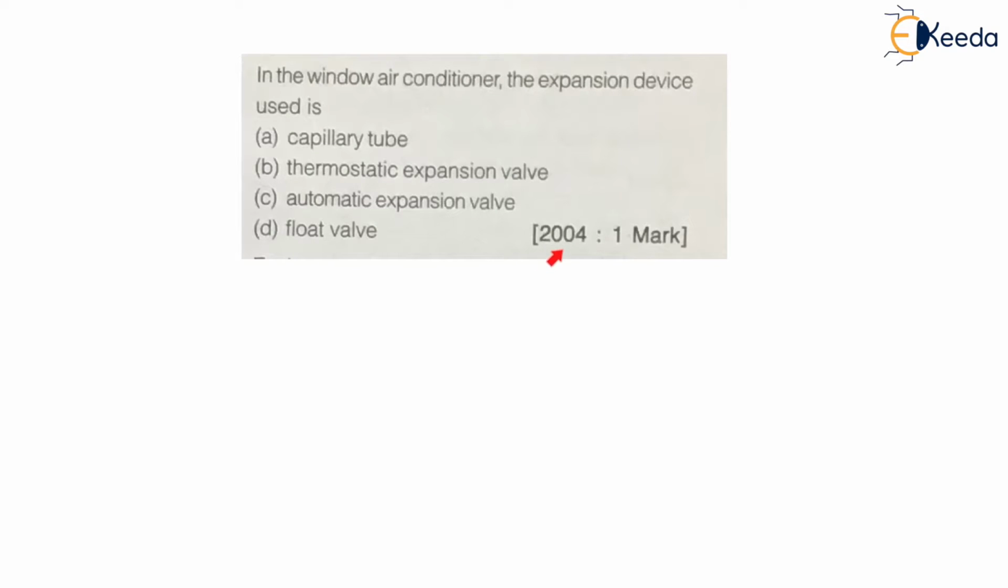The next question was asked in GATE 2004 for 1 mark. The question is, in a window air conditioning, the expansion device used is. Now my dear students, in window air conditioning the expansion device used is capillary tube. Capillary tube is one of the devices where expansion is done and cooling effect will be produced, right? Therefore here capillary tube is used.